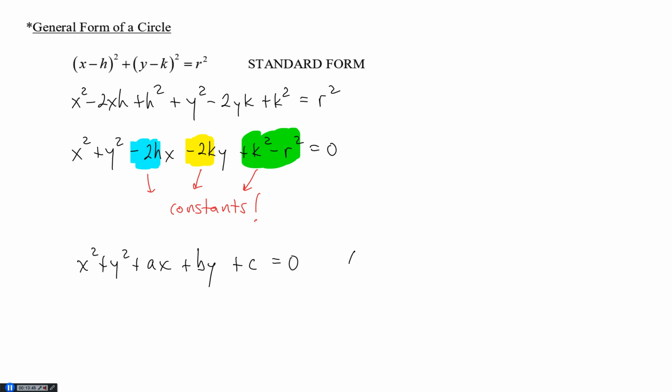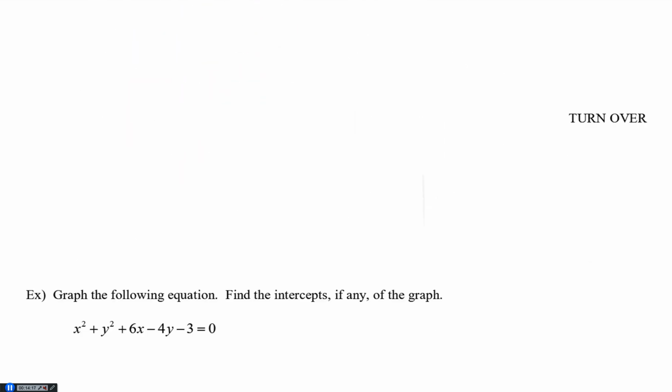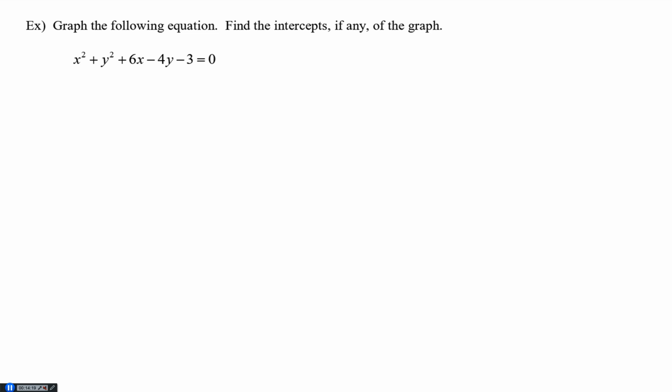And we get what's called the general form of a circle. So everything's just on the left-hand side and it equals 0. We have an x squared, a y squared, an x, a y, and a c, where a, b, and c are constants. Occasionally we'll run across general form, and in general form, it's not obvious what the center is or what the radius length is. So it's not as easy to graph.